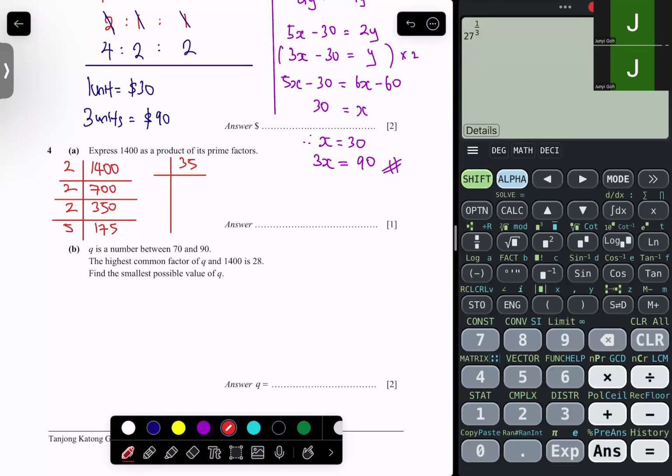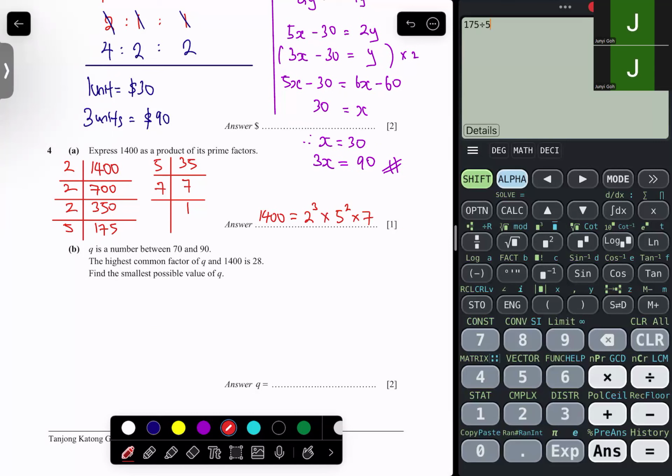175 divided by 5, 35. Divided by another 5, we get 7, and then 1. So 1400 can be said to be 2 to the power of 3 multiplied by 5 to the power of 2 multiplied by 7.